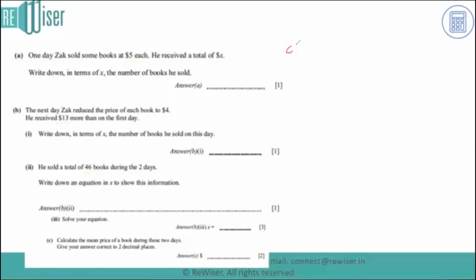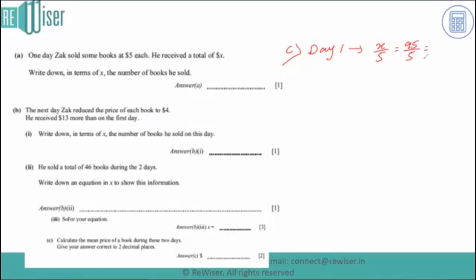And finally, for part C, we are talking about calculating the mean price of the book during these 2 days. Give your answers to 2 decimal places. In order to find the mean price, first of all, we need to find the number of books sold on day 1 and the number of books sold on day 2. On day 1, we have sold x over 5 books. We got x as 95, so it has to be 95 over 5 books.